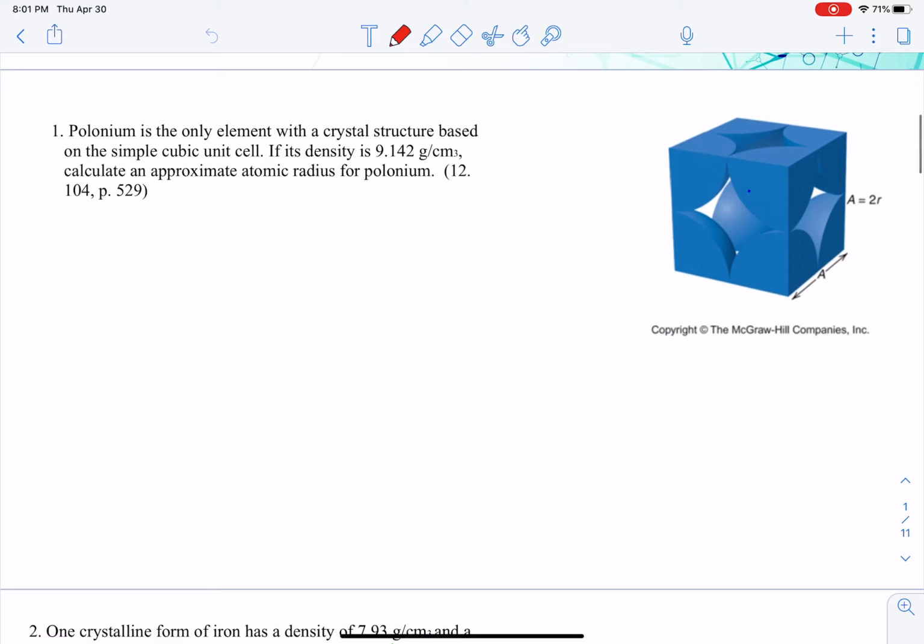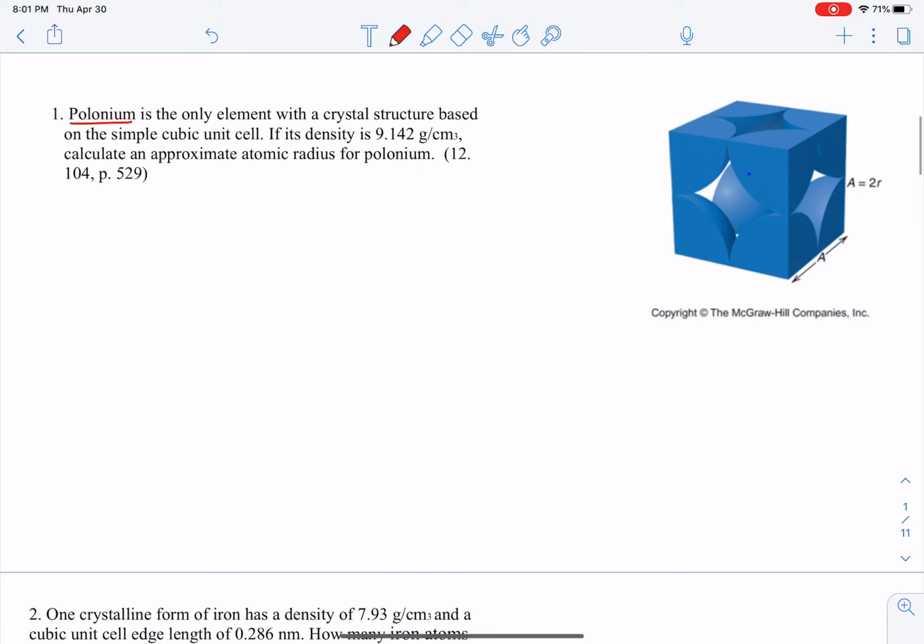The question says polonium is the only element with a crystal structure based on simple cubic unit cells. So the important information we have, we will mark it down: polonium and simple cubic unit cell. If its density is 9.142 grams per centimeter cube, calculate an approximate atomic radius for polonium. So we have to find the r.